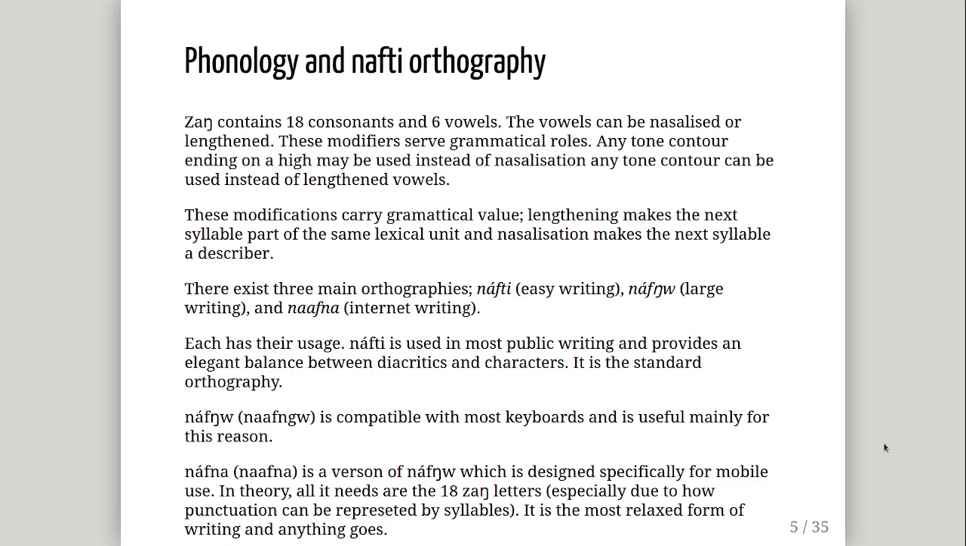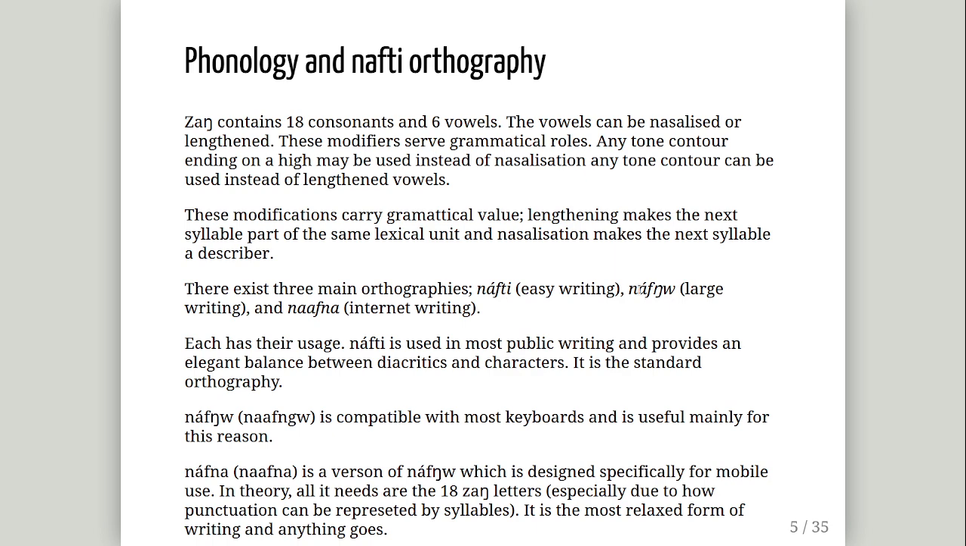Now, okay, we can look at the phonology now. It has 18 consonants and 6 vowels. In Zhang, there are 3 main orthographies: nafti, nafnga, and nafna. As you can see over here, I've written nafti using the accent on A, which makes a long vowel. Now, this is actually formed of 2 syllables: naf, meaning writing, and ti, meaning easy.